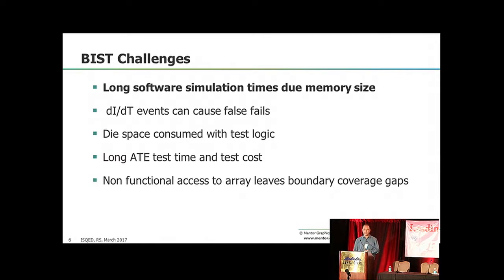Again, DI/DT events. Take a networking chip, for example, you may have an instance where you've got megabytes of onboard memory. The more memory you have, the more activity that's being created on the chip, the higher the possibility that the DI/DT event could cause a false fail. Finally, when you run it on the tester, you have the same challenges: long test times and high test costs. And because you're only testing the memory itself, you're not really testing the boundary of the memories. You potentially have uncovered faults at those boundaries.